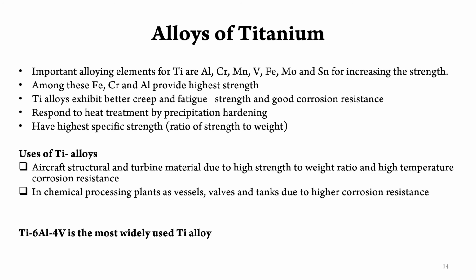The uses of titanium alloys are: they are used as aircraft structural and turbine material due to their high strength to weight ratio and high temperature and corrosion resistance. In chemical processing plants, vessels, valves and tanks are made from them due to their high corrosion resistance. The most common or widely used titanium alloy is Ti6Al4V. That's the chemical name, Ti6Al4V. That's the most commonly used titanium alloy.